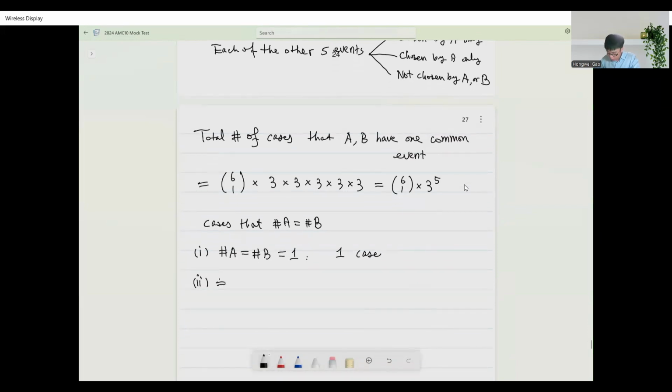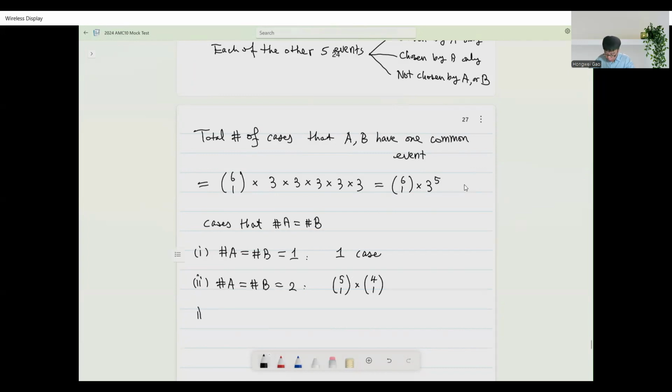Case 2, number of A equals number of B equals 2. So we discussed the other 5 events, right? So for the other 5 events, we have 5 choose 1 for the other event A registered. Now B should choose a different event from the remaining 4 events. So B will have 4 choose 1 ways to select B's second event.